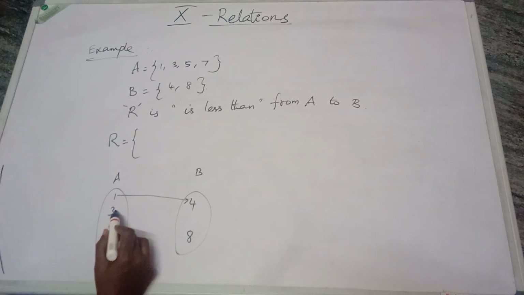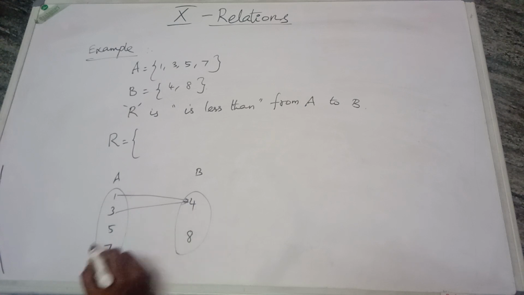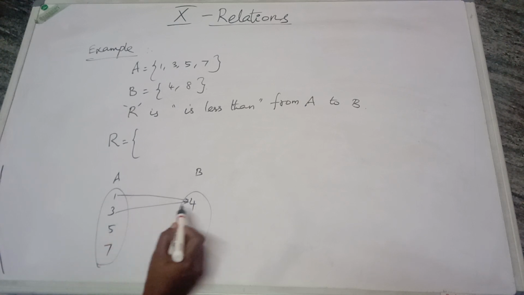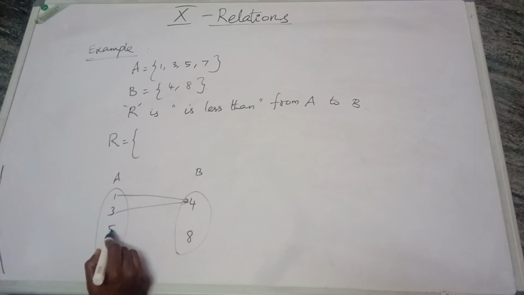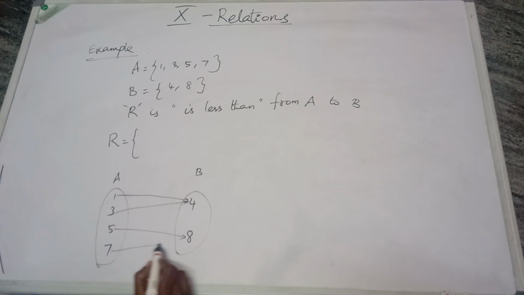Then 3 is less than 4. Next, if you take the second element, 3 is less than 4. And then is 5 less than 4? No. So 5 is greater than 4, so we can't. But 5 is less than 8. 5 is less than 8. And then 7 is less than 8. Okay, so is less than.